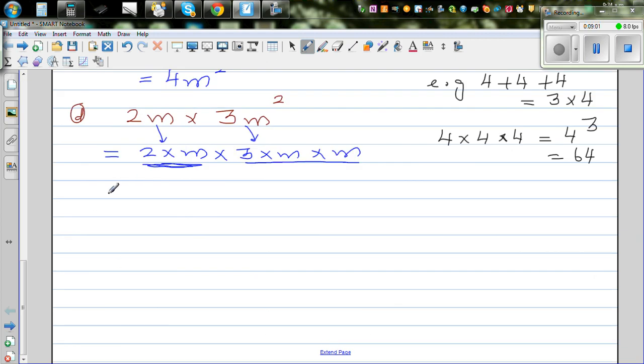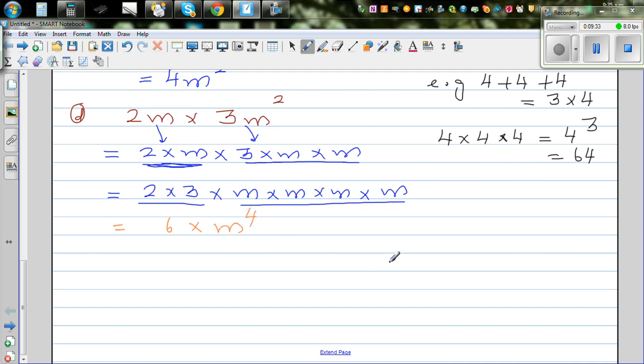So now let's group the numbers and the letters separately. So this is 2 times 3. When you're multiplying numbers, you can multiply in any order, it doesn't make any difference. Times m times m times m. I've just grouped the numbers and the letters separately. Now you can do 2 times 3 is 6. And m times m times m is m to the power 3. This is multiplying m 3 times. And this simplifies to 6m cubed.